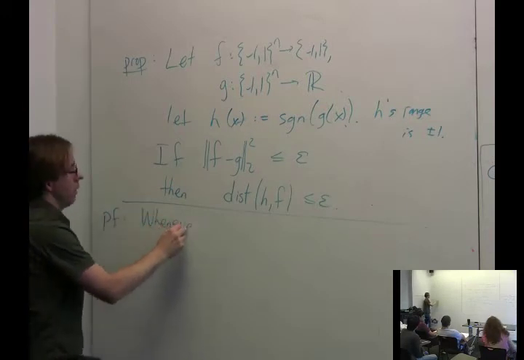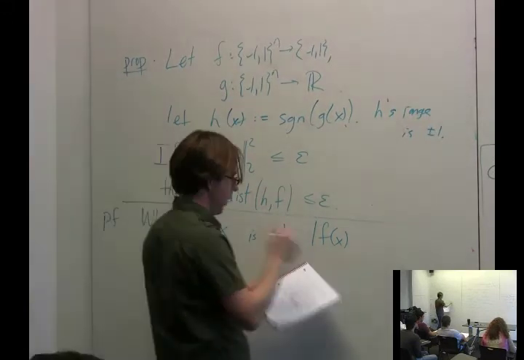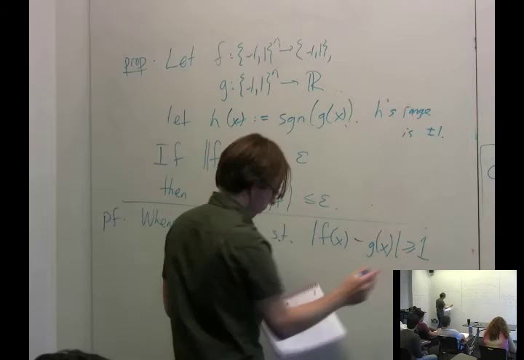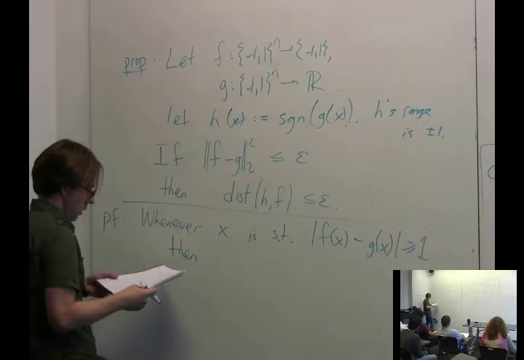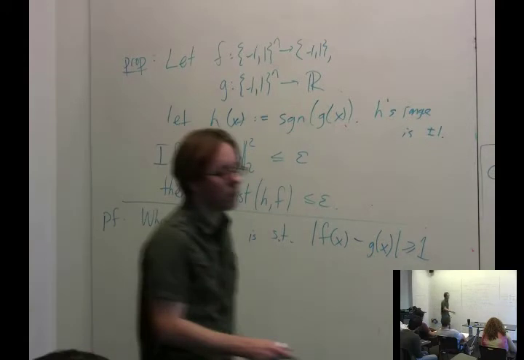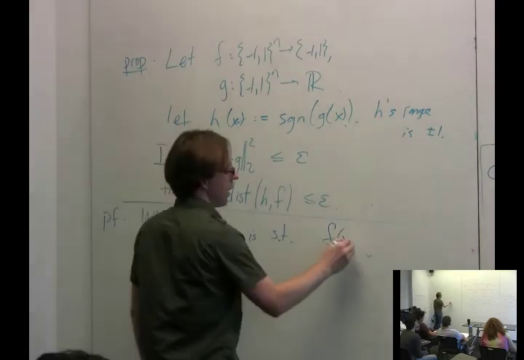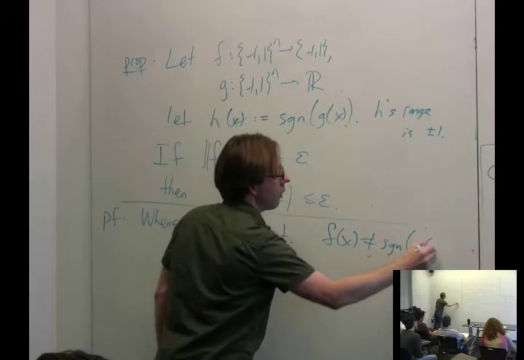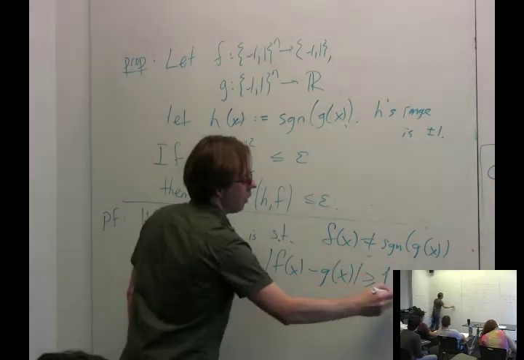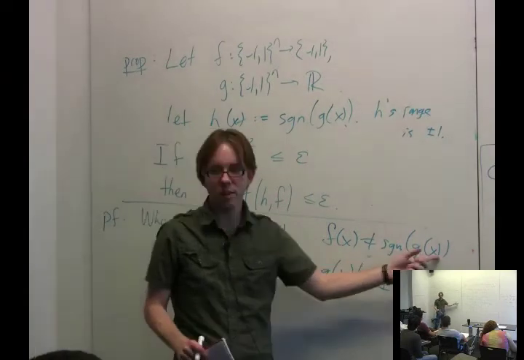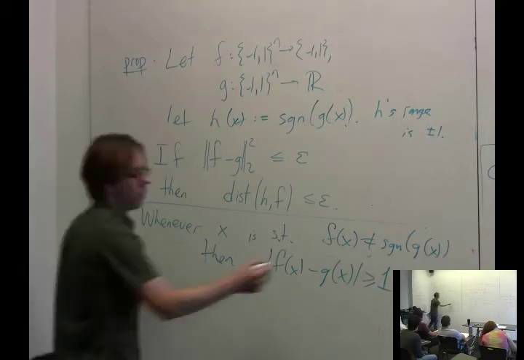Whenever x is a string such that f of x does not equal the sign of g of x, then f of x minus g of x should be at least 1. Right? Because f is either plus or minus 1. Let's say it's plus 1. If g is negative, then it's at least 1 away from f. And similarly if f is minus 1. In fact, I'll just also write square here.